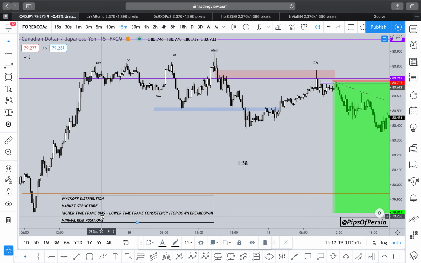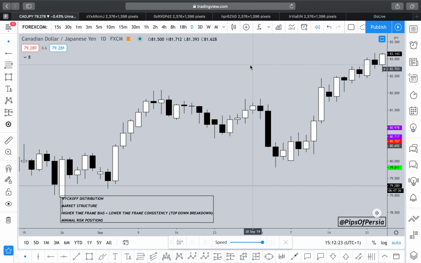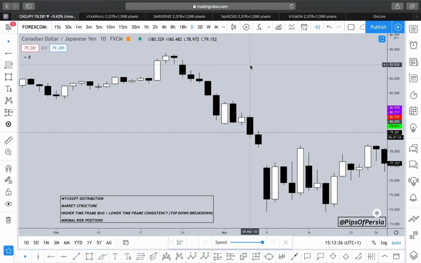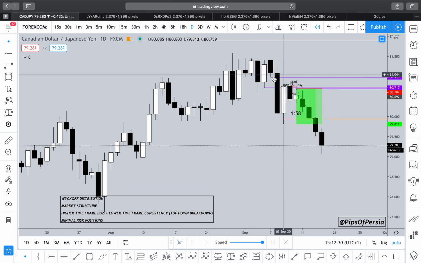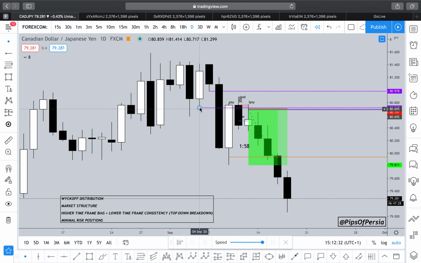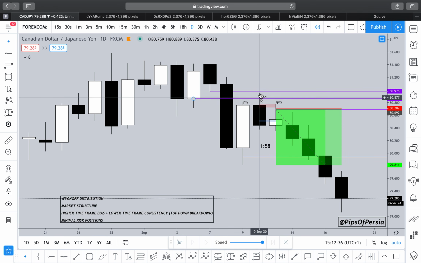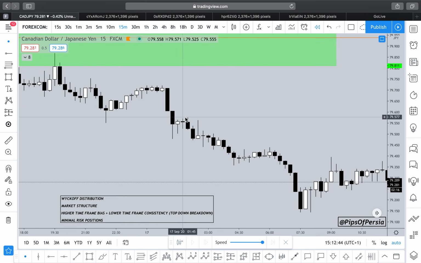Higher time frame bias plus lower time frame consistency. Again, we looked at that daily institutional buy before you sell. Daily institutional candle, where is it? There it is. Daily buy before you sell, right over there. We identified the wick of it, or you might have been looking at the open price of that candle. That's where the market rejected. So that was that daily zone, the higher time frame bias, the higher time frame level, and the lower time frame consistency after that.